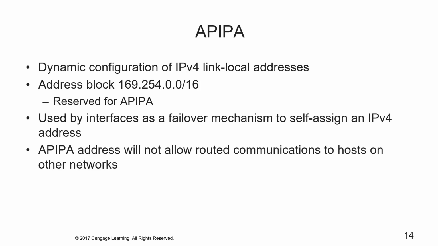So, for instance, if you take a Windows machine, plug it into a network and you have some problems with it, you've probably seen the 169.254 address scope on that machine, getting some address. That is APIPA. That's what we're talking about here. And the value of APIPA is to allow hosts to communicate on the local link of the network, but that address will not allow routed communications to hosts on other networks.